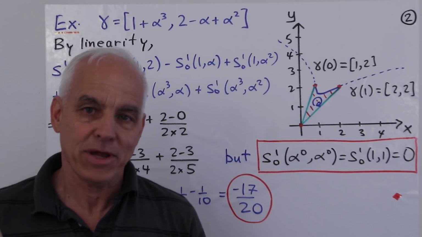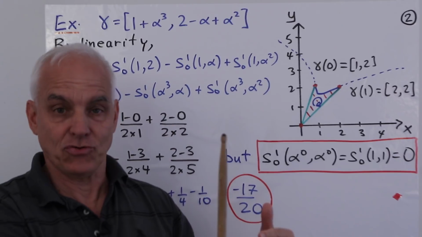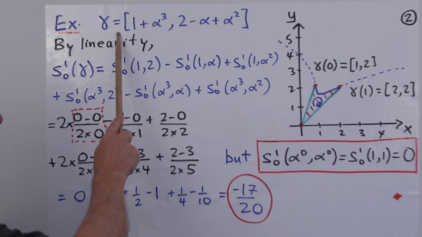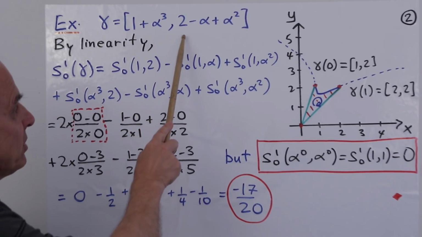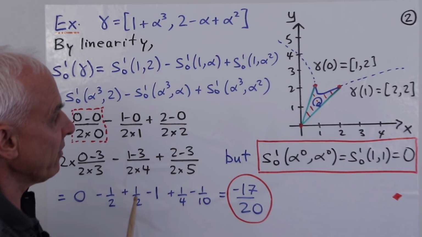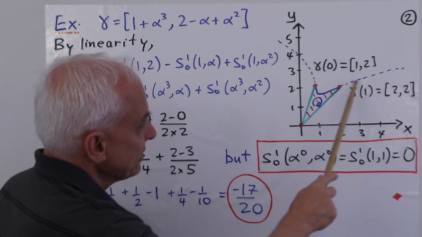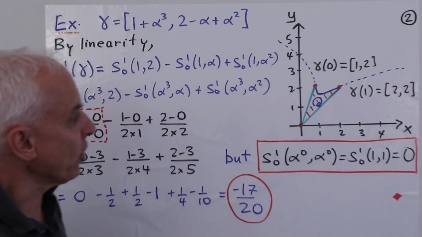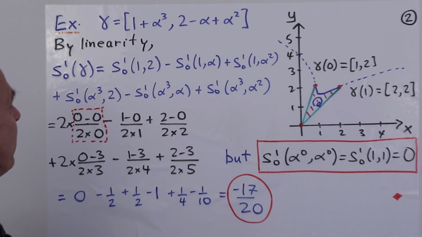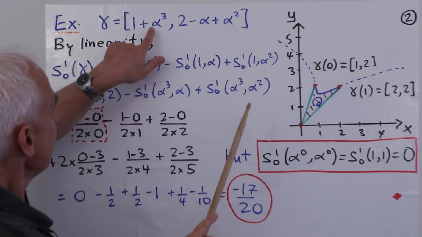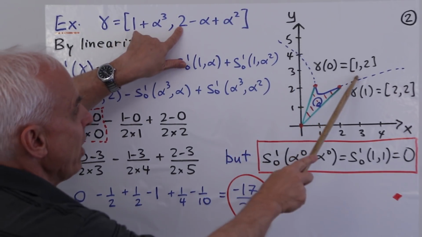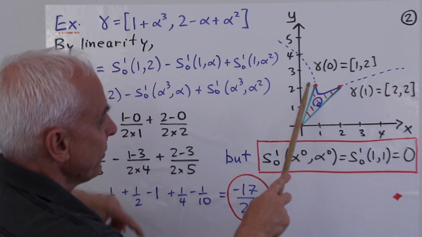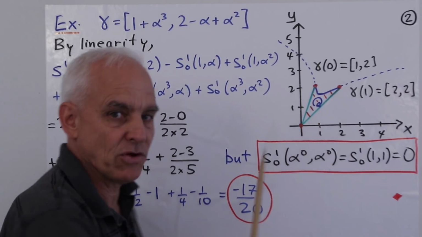So let's have a look at how we can use that fundamental formula to obtain integrals for more general polynomially parametrized curves. For example, this one gamma here, which is 1 plus alpha cubed, 2 minus alpha plus alpha squared. That's a curve that looks something like this in blue there. And we're interested in just the piece of the curve going from 0 to 1. So when the parameter is 0, we're at the point 1, 2. And when the parameter is 1, we're at the point 2, 2. So just talking about that little segment of the curve.